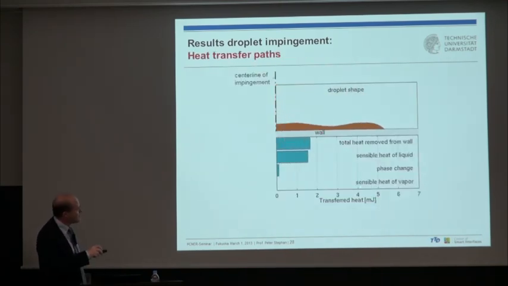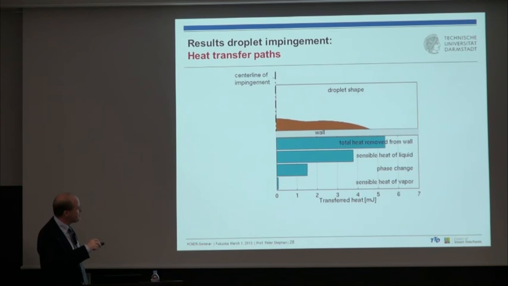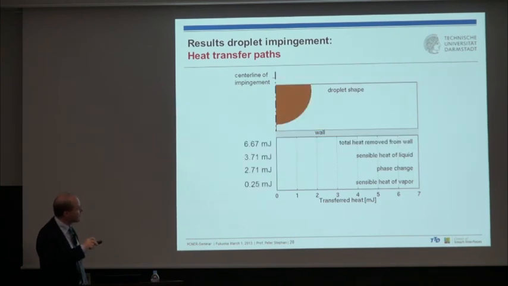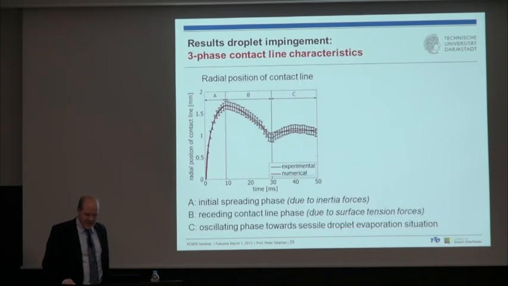I start this movie again. And this here is sensible heat to the vapor, so directly from the wall due to natural convection to the vapor. This is a very small amount of heat. If you add these two, this gives the total heat removed from the wall. So you see, first it's more sensible heat, and then it's more phase change heat. Why? We can see this also here if we plot, and here we compare again experimental data with the uncertainty of the experiment and the numerical data.